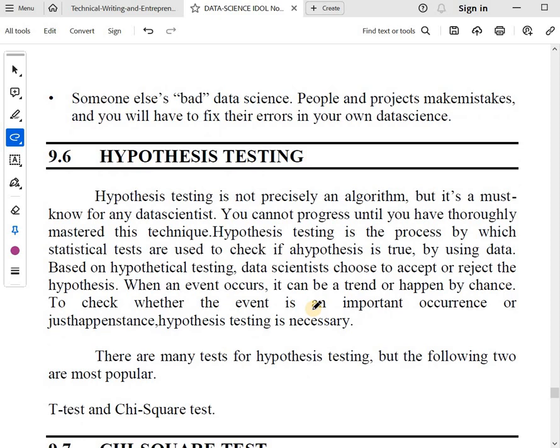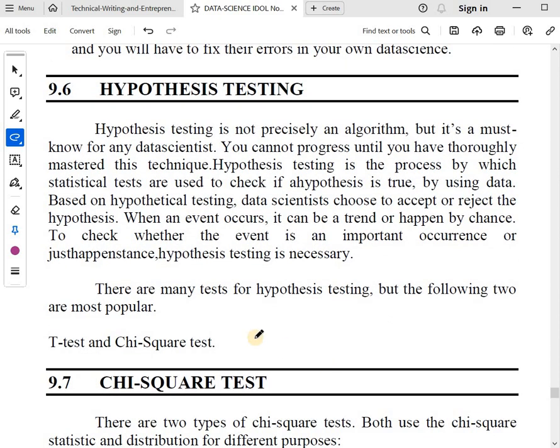Read the last point. Someone else's bad data science, people and projects make mistakes. So someone else has made a mistake, they did not record the data properly or they recorded data that was incomplete. Someone has made some mistake. That is why that data is missing.